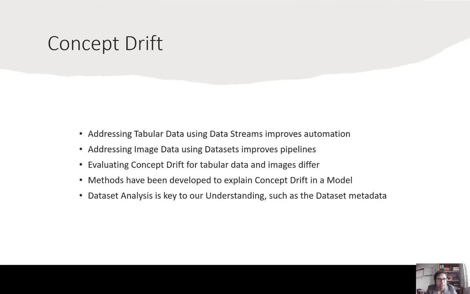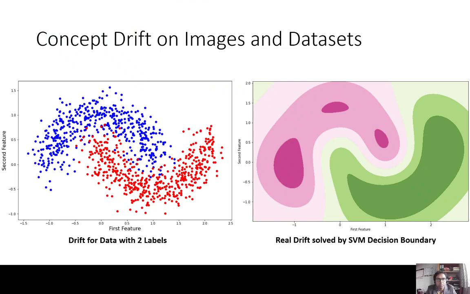Then the concept drift. Addressing tabular data using data streams improves automation. Addressing image data using datasets improves pipelines. Evaluating concept drift for tabular data and images differ because of the evaluation methods. The methods have been developed to explain concept drift in a model. Dataset analysis is the key to our understanding, such as the dataset metadata. So let's move on to the next one, which is concept drift on images and data.